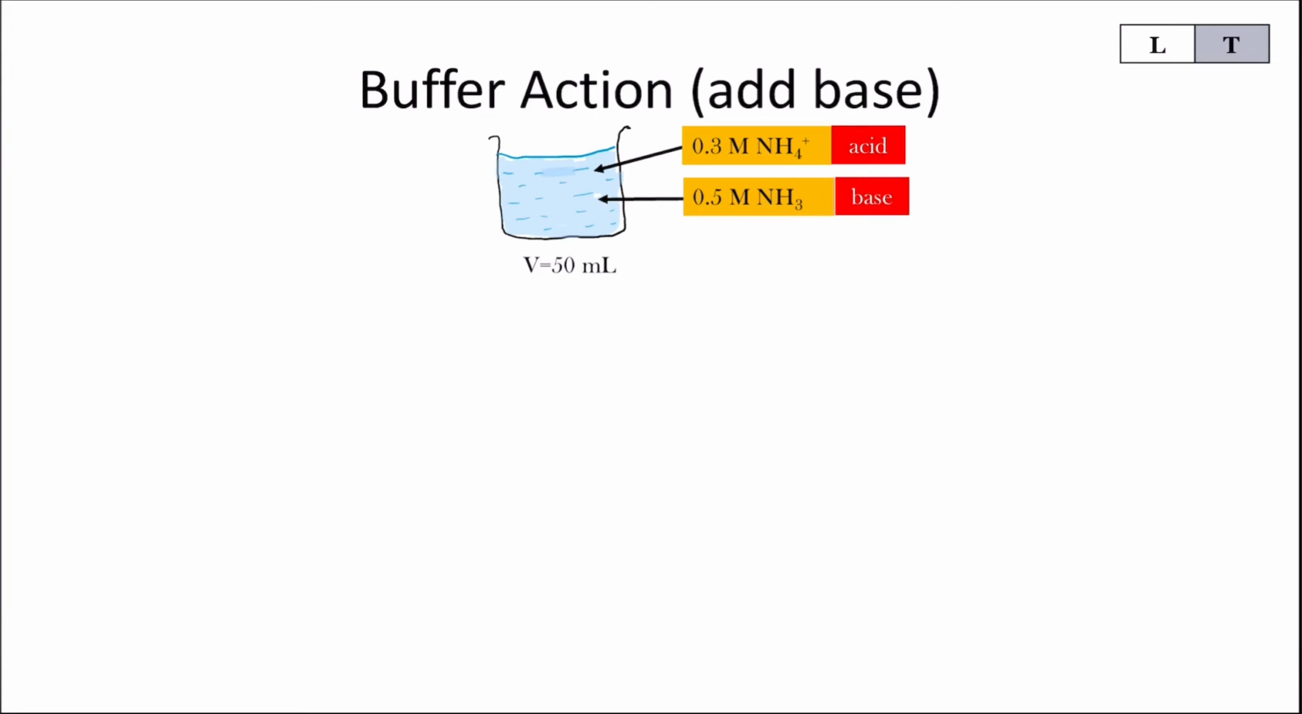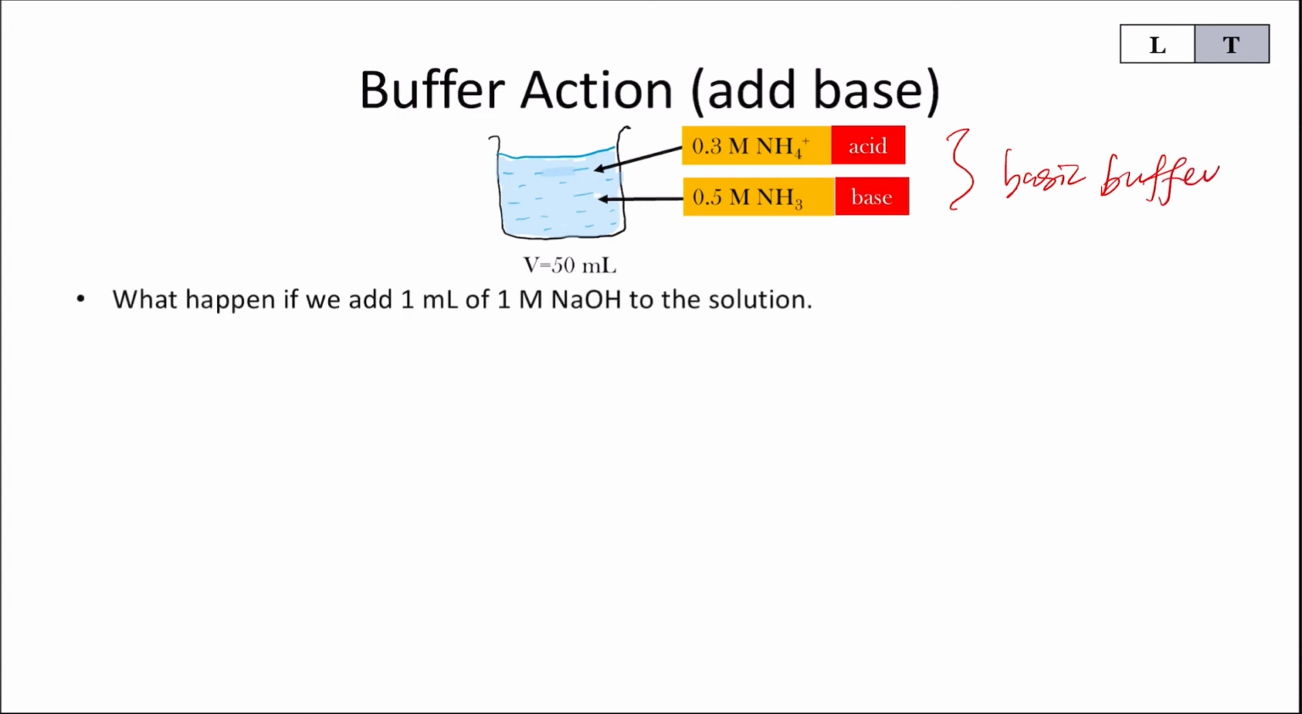When you have basic buffer, so ini basic buffer solution tapi awak tambah strong base pula. So bila tambah strong base, apa yang terjadi? Let's say kita ada 1 molar of NaOH, kita tambah 1 ml. So what happen? NaOH adalah base. Dia akan react with acid. So acid yang jadi pilihan adalah NH4+.